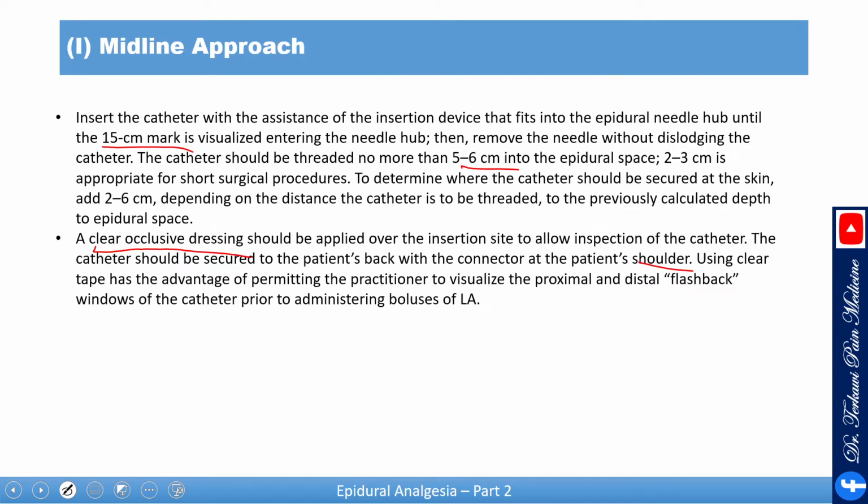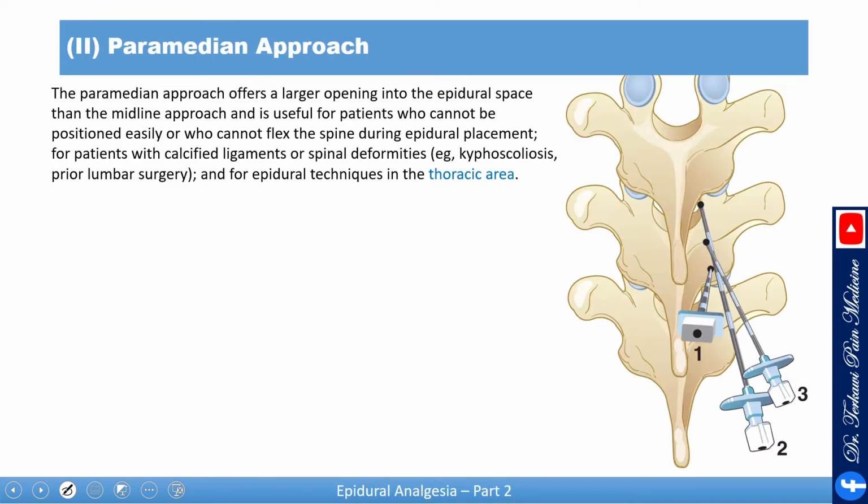Okay, now let's talk about the second approach, which is the paramedian approach. The paramedian approach offers a larger opening into the epidural space than the midline approach and is useful for patients who cannot be positioned easily or who cannot flex the spine during epidural placement. For patients with calcified ligaments or spinal deformities like kyphoscoliosis, prior lumbar surgery, and epidural technique, mostly in the thoracic area.